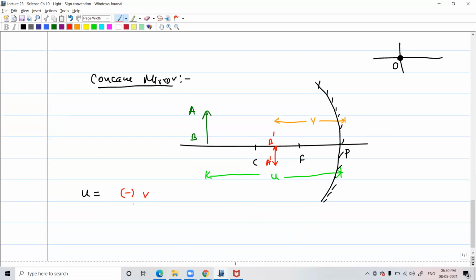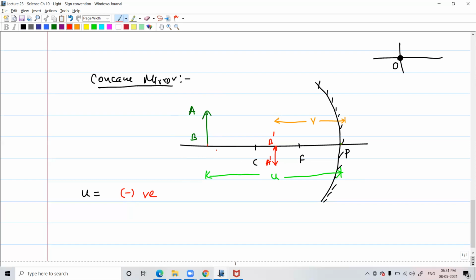Sir, can you once again say what is that U, sir? U is the distance of the object. Wherever the object is, keep it away from the mirror somewhere on this side. The distance of this object from the pole is called U, the object distance. You represent it by the letter U. Is it clear?